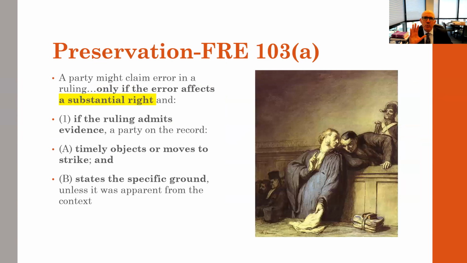Now, let's look at Federal Rule of Evidence 103(a). Here we're going to be looking at the fact that a party can only claim error, as far as the introduction of evidence, if the error affects a substantial right and the party that's objecting timely objects and specifically objects. So you have those two requirements: the requirement of timeliness and the requirement of specificity. And those two requirements are tough.